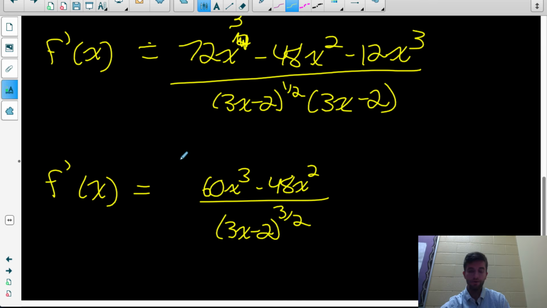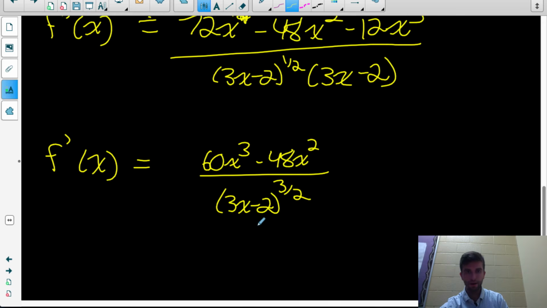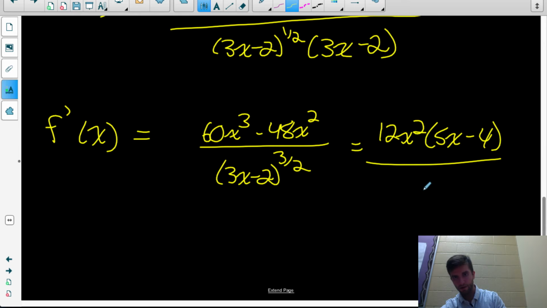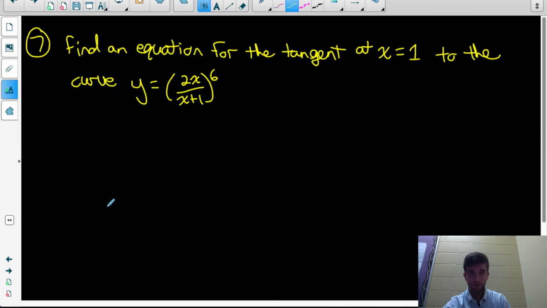Now that numerator, you can factor it, it's just not going to help reduce with anything in the denominator. Like I could take out a 12x squared from both of those terms if I wanted to, and it would give me 5x minus 4. So if you want it in fully factored form, there you go. If you want it expanded and simplified, there you go. Either would be fine.